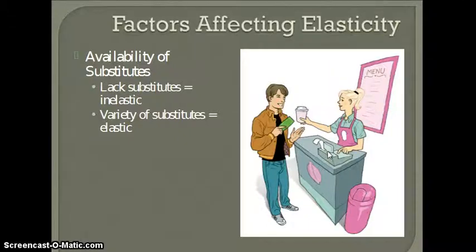If there are a lot of substitutes, like for a coffee shop, just like in this picture, then you're going to have elastic demand for that because you're going to go somewhere else and get coffee for a cheaper price.